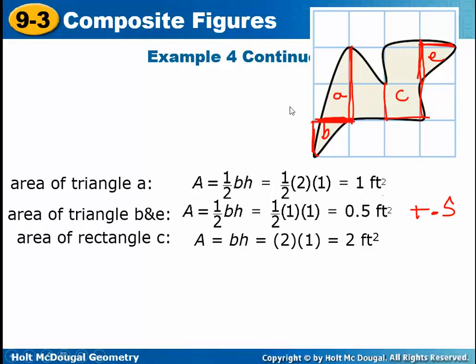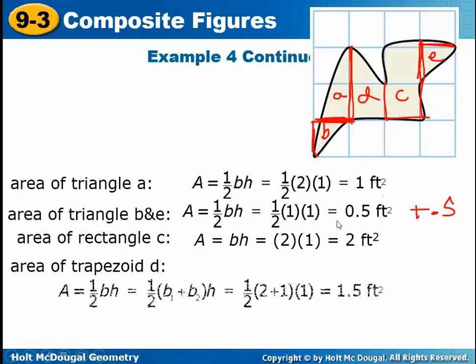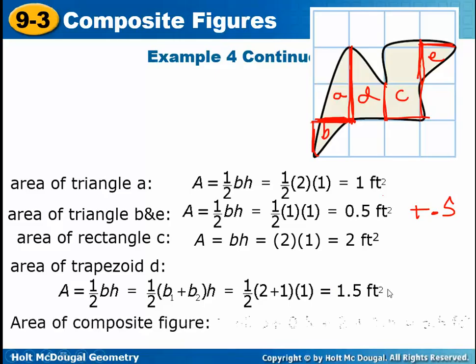And then I've got a trapezoid left. I'll call that trapezoid D. And my trapezoid is found by taking 1/2 base 1 plus base 2 times the height. So one of the bases is 2, one of the bases is 1. That's 3. 3 times 1 is 3. Divide that by 2, you got about 1.5. So when I add up all of these pieces, I get that the area is about 5.5.